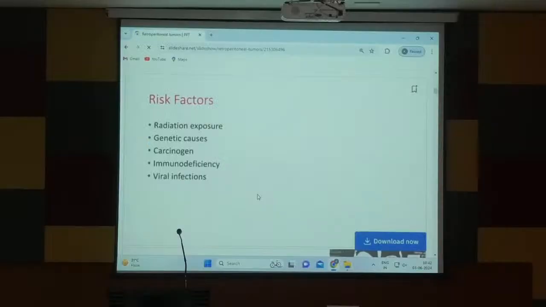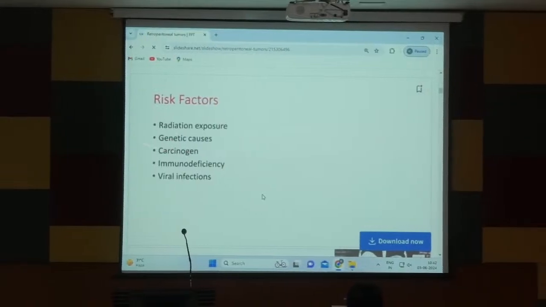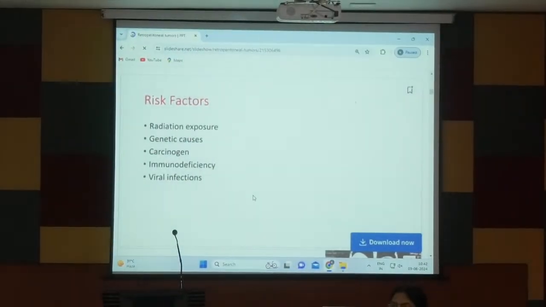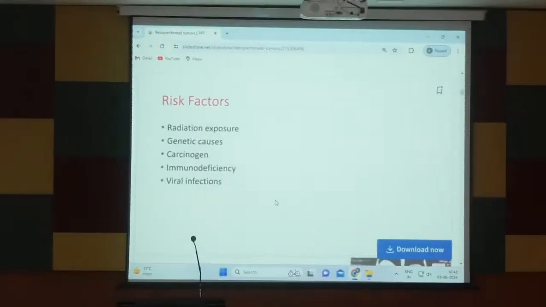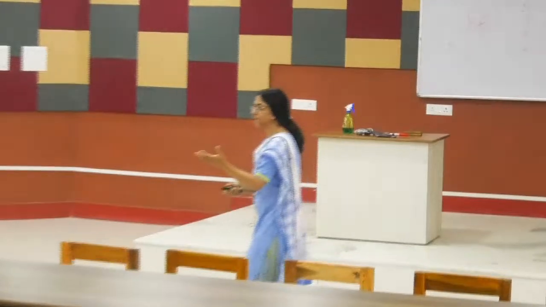Risk factor, as I was telling you, it can be radiation exposure. Those who have had radiation many times before are also responsible. They might also get retroperitoneal tumors. Immunodeficiency, viral infection, carcinogens. What are carcinogens? Even the phenyl we use to mop the floor, the perfume room sprays we use, even those can be carcinogens. Even then they can incite various transformations inside us.